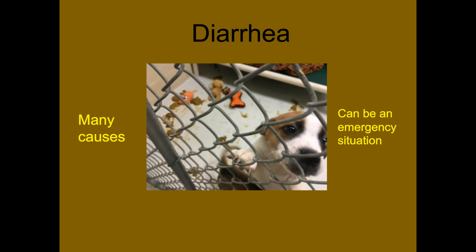So there are many causes of diarrhea in the shelters, I'm sure you guys know. The most common cause is either intestinal parasites, change of diet, or, like we talked about with the respiratory system, stress. So diarrhea can be an emergency situation, of course, in our smaller animals and our younger animals. They can become very dehydrated pretty quickly.